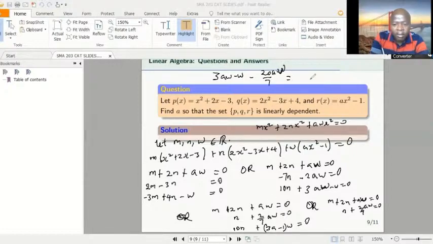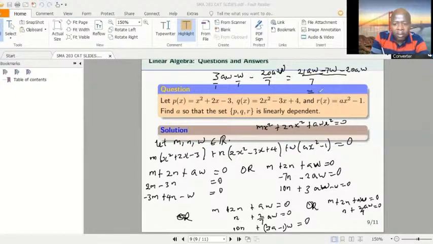The LCM there is 7. This one has a denominator of 1. So I'm talking of 21 aw. The denominator is 1. So I'm talking of negative 7w. And the denominator is 7, so I'm talking of negative 20 aw.